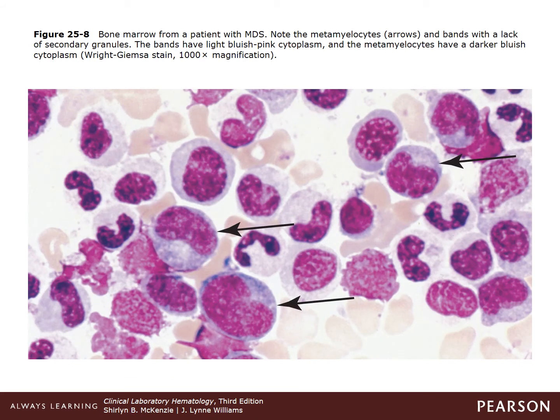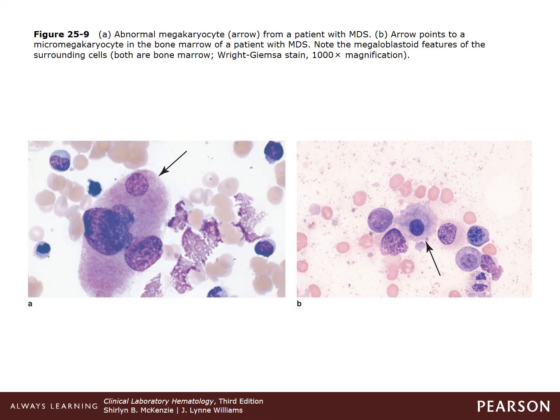This is a bone marrow from an MDS patient, and look at the arrows here where you have metamyelocytes with a lack of any secondary granules, and they're still very basophilic in their cytoplasm. And look at the abnormal megakaryocyte from a bone marrow of a patient with MDS, and also the micromegakaryocytes and the features of these surrounding the cells within the bone marrow.